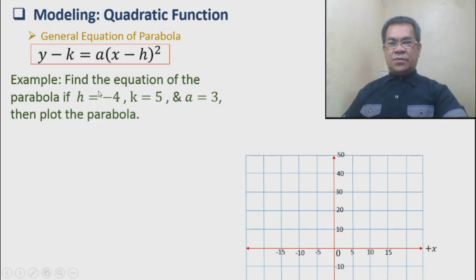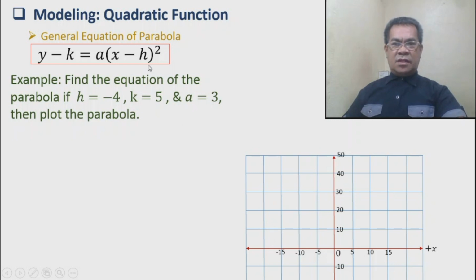So for example, suppose we are asked this problem: find the equation of the parabola if h is equal to negative 4, k is 5, and a is equal to 3. Given the coordinates of the vertex and the value of a, we can use this equation. All you need to do is substitute h and k here algebraically, and leave x and y, because x and y are the variables. It needs variables in order to call it an equation.